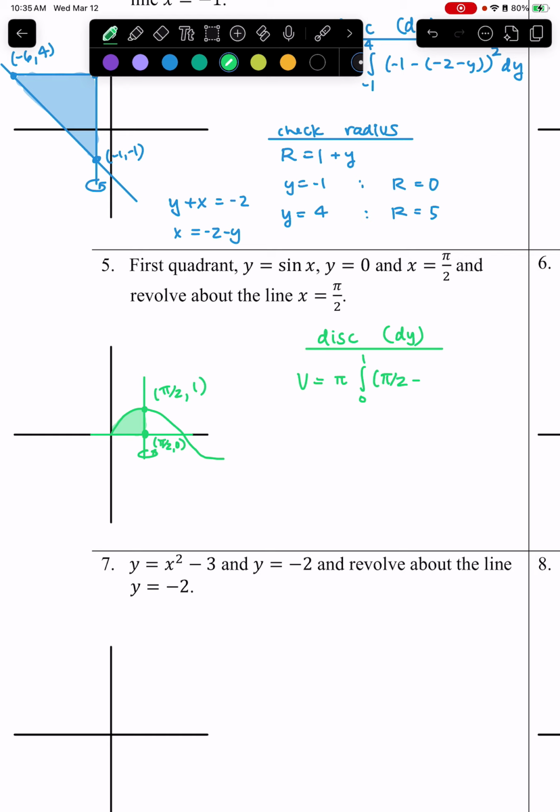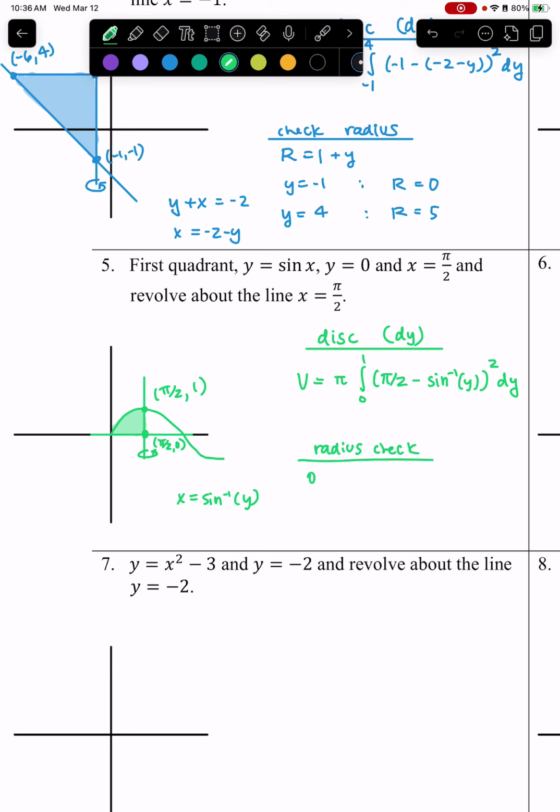And then we need to get our function in terms of y. So hopefully if you remember, to solve for y here, you'd have to take the arc sine of both sides. So x is equal to arc sine of y. All right, so then that's what we're going to subtract. And we're going to go ahead and square that and dy. I suppose we could check our radius here. Radius is pi over 2 minus sine inverse of y.